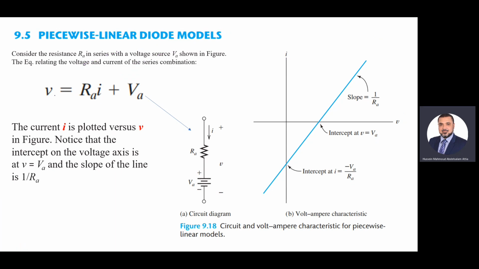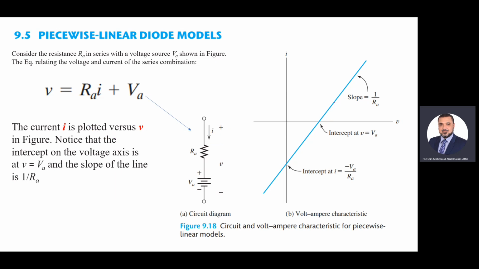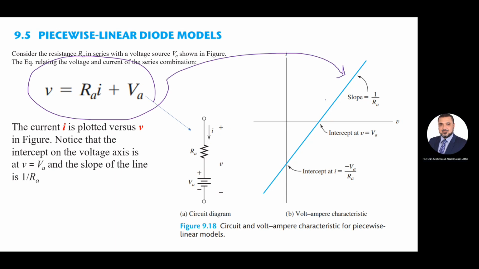The way we do it, just make I equal to 0. When I equal to 0, in this relation, V will be equal to VA, which is this point. Then make V equal to 0. When we make V equal to 0 in this relation, I will be minus VA over R. So this is how we draw this very simple first order equation. So this equation is this line. Tamam? So this means we need a series resistor and a fixed voltage to construct this relation.